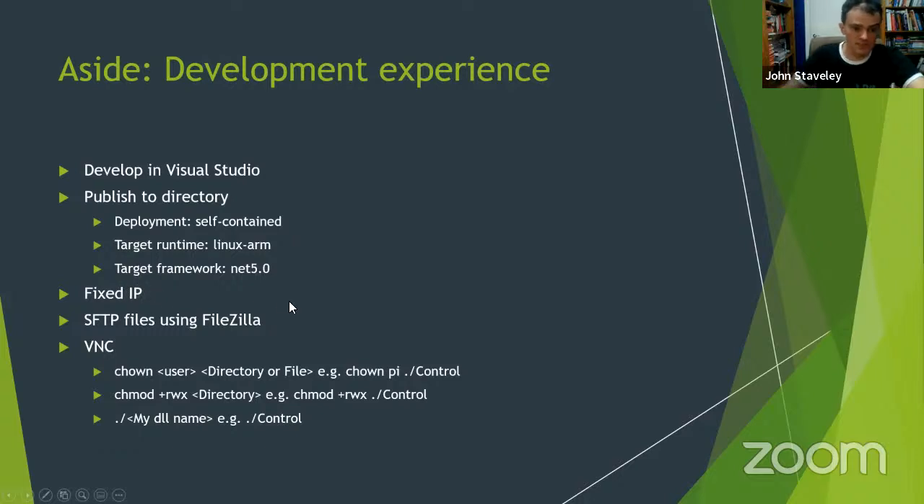As I said before, a fixed IP address helps because then you SFTP and VNC to the same place each time, and you don't have to set that up. And then you need to configure the binary that you just put onto the Raspberry Pi so it's actually executable. So there are chown and chmod commands that you need to do that. My executable is called control, chown and the user's pi, so that gives it access and executable privileges on it, and then I can instantiate it and it'll work.